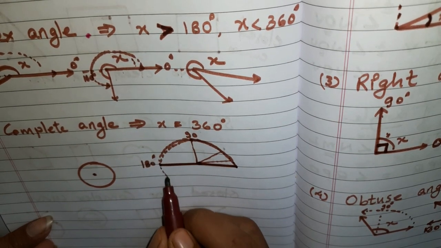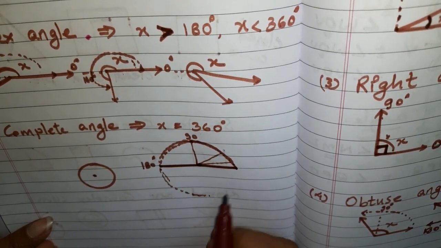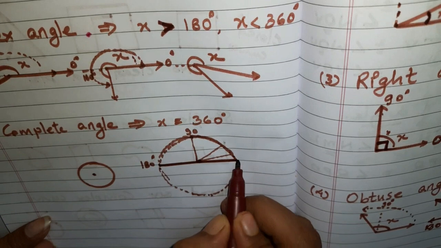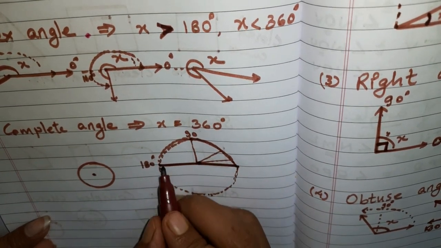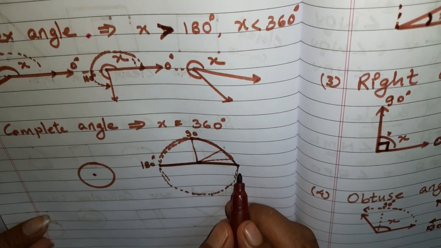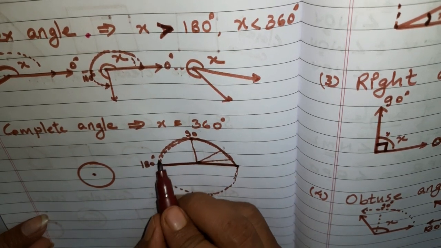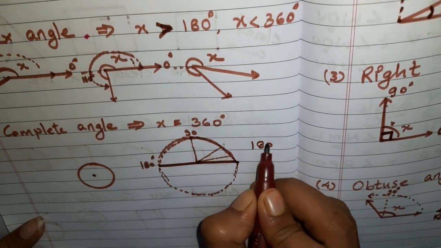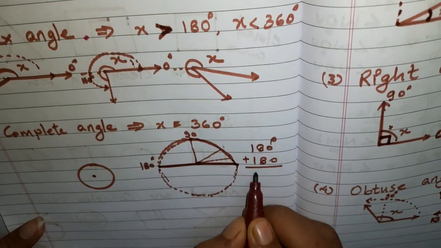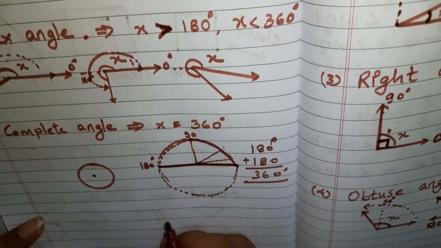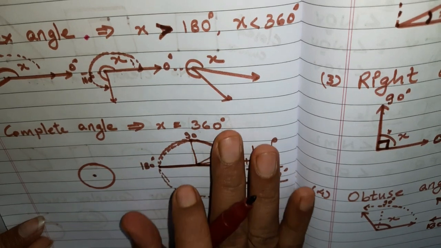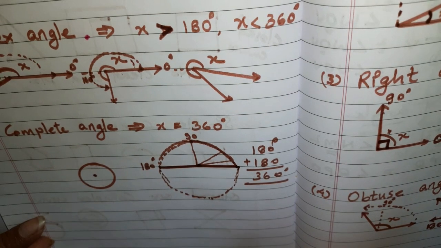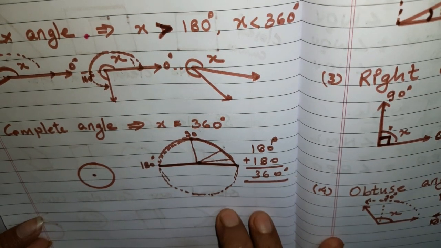Again, if you move towards down, and move towards this end from here to here, you are going to get a complete circle. And when you get a complete circle, this portion is 180 degrees, similarly this portion is 180 degrees, and that is why 180 plus 180 gives you 360 degrees. So complete angles are always equal to 360 degrees. Any complete circle is always going to give you an angle of 360 degrees.